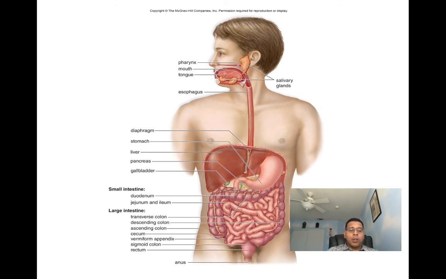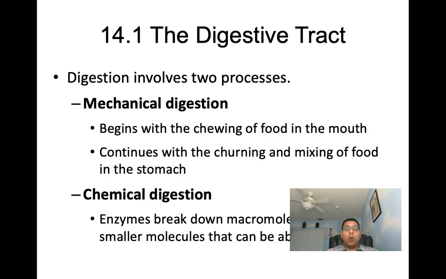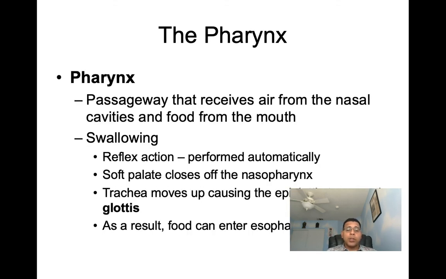So here, I want you to know that food and air cross in the pharynx. They cross in the pharynx because the trachea is ventral and the esophagus is dorsal, which we said takes food to the stomach. Now, I want you to know swallowing is a process that occurs in the pharynx, and it's a reflex action that's performed automatically, without conscious thought.